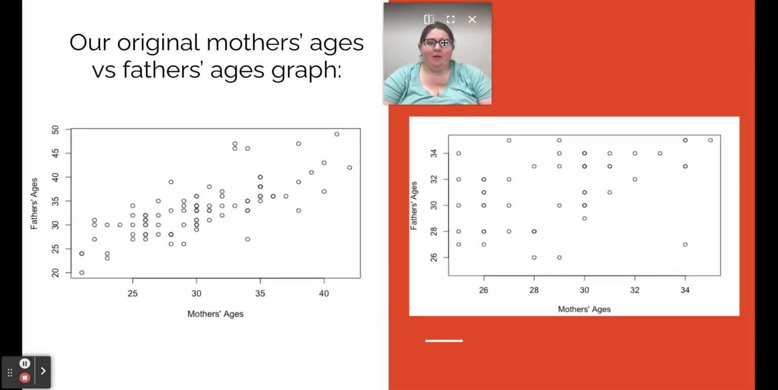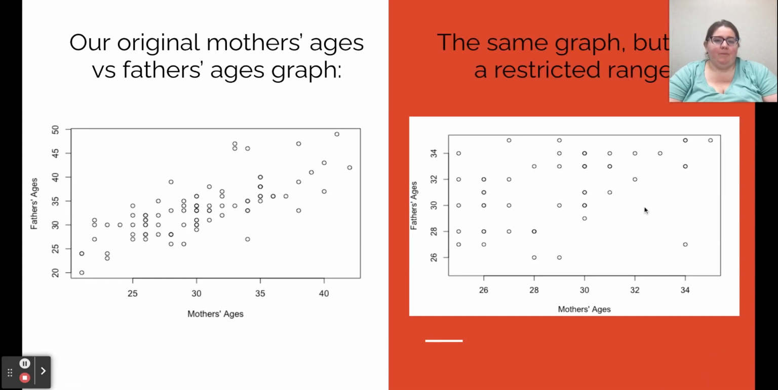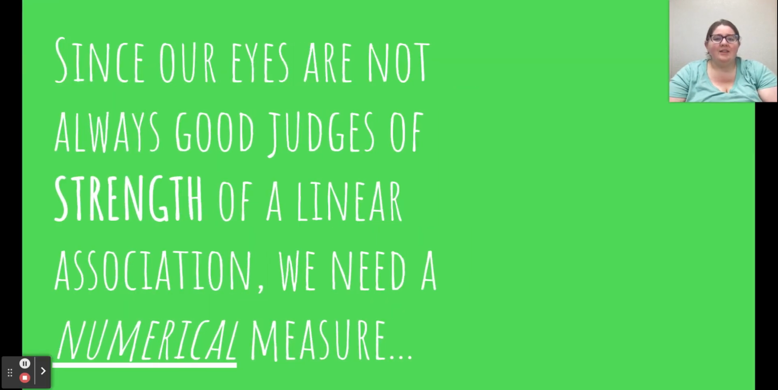Here's another example of that. We have our original mother's age versus father's age graph. If I zoom in a little bit and exclude some of the data, it looks a lot different. This one I might call moderate positive. This one I might say weak, maybe even no association, because it doesn't seem to have any kind of pattern. So that makes a big difference. How zoomed in or zoomed out we are on the data, or whether we're restricting part of our data, is obviously going to make a huge difference on our visual guess of the relationship. So our eyes are not always good judges of the strength of a linear association.